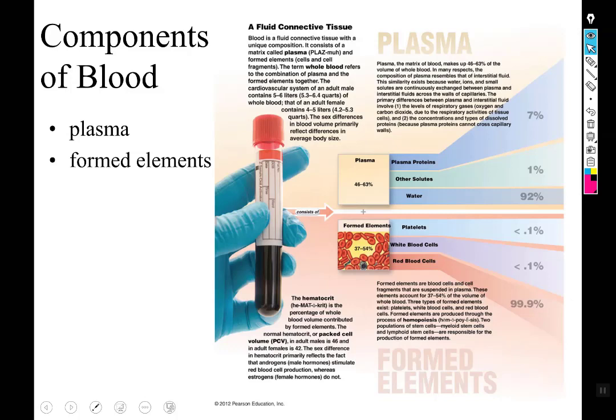So components of blood include plasma, which is mostly water, dissolved ions, and proteins. The formed elements are primarily red blood cells, less than 1% white blood cells, and less than 0.1% platelets. So the white blood cells are really, really tiny.